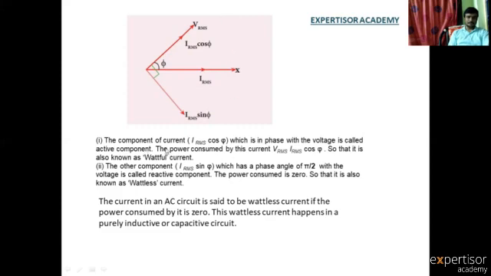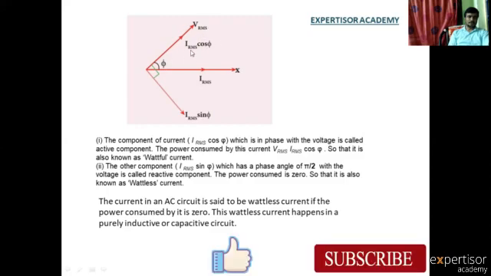So let's verify these properties. The component of current IRMS cos phi, which is in phase with the voltage, is called the active component. The power consumed by this current is VRMS into IRMS cos phi, so it is also known as wattful current. IRMS cos phi is the active current.